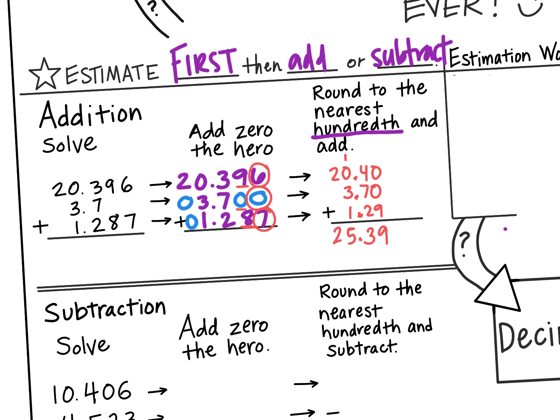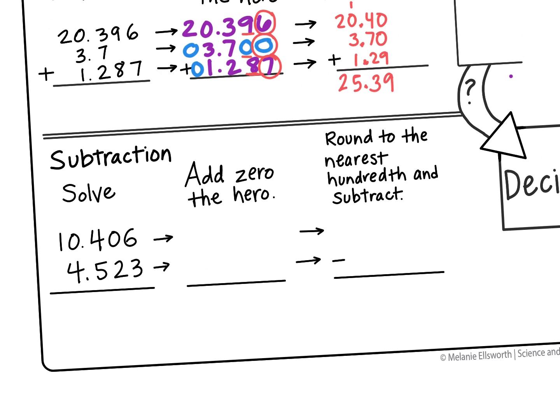All right, let's go down to an example with subtraction. Same thing, I'm going to round to the nearest hundredth, and then I'm going to subtract. So I'm going to rewrite both of these using 0 the hero. So I have 10 and 406 thousandths, and then 4 and 523 thousandths. I'll plug in 0 the hero, which is really just the tens place this time. And I'm going to be rounding to the hundredths place. So I'm going to underline my hundredths digit and circle my judge.